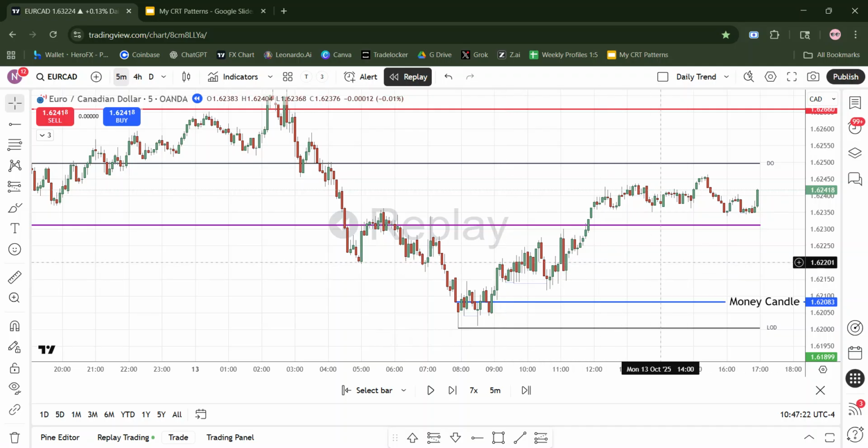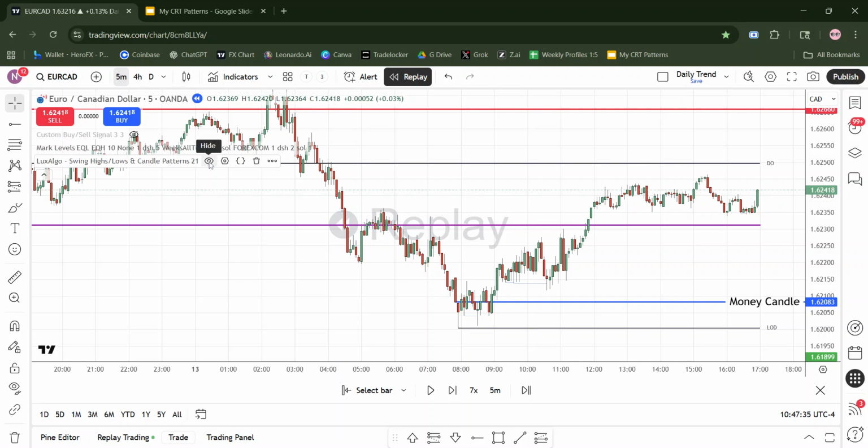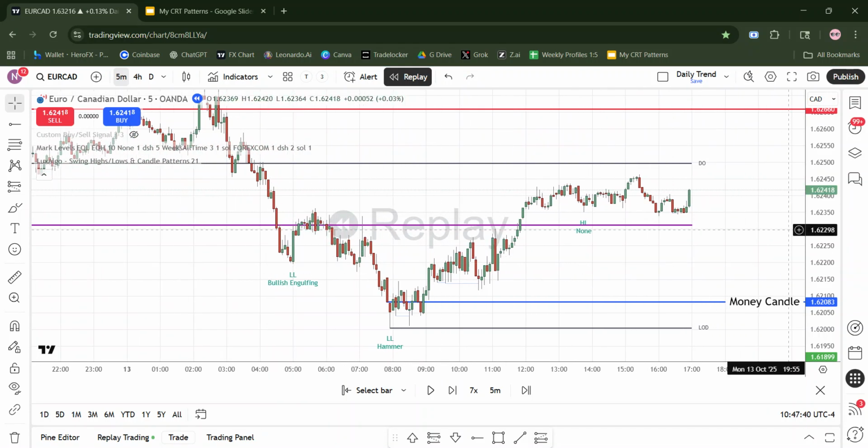And then from there on, if ever we do miss the entry, what I like to look for are swing lows in the case of a long example. There is an indicator that you can use for that. Any swing low indicator should be fine. There's one by Lux Algo that has swing highs and swing low patterns. So if you put that on the chart, it will identify some.